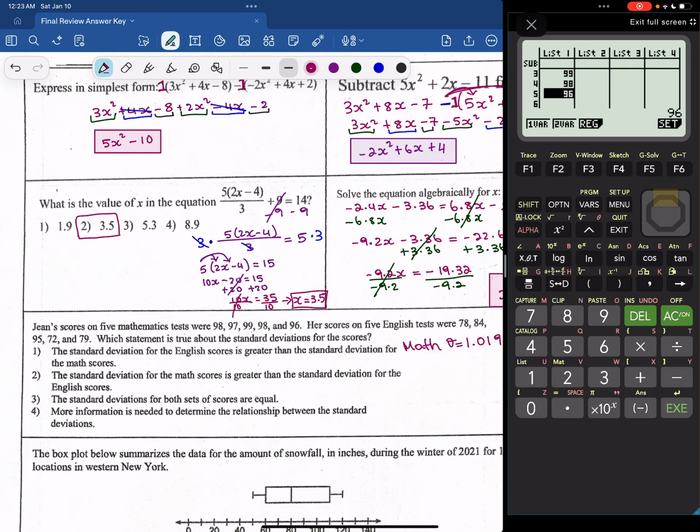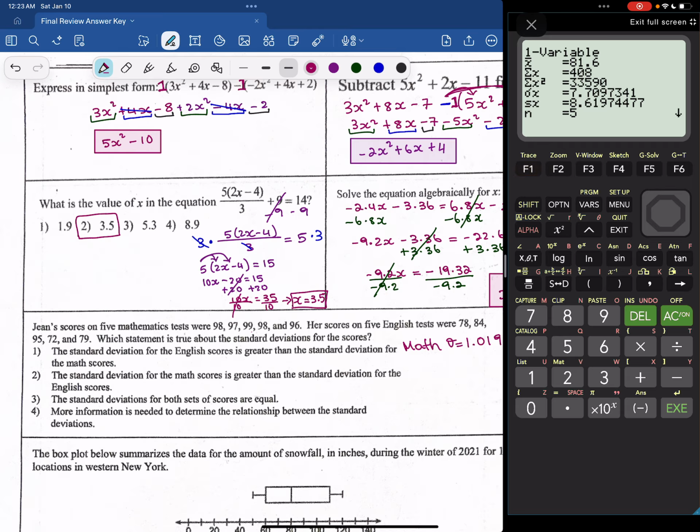Then we're going to hit exit, clear out that table, clear out that column, and then we're going to put in their English scores. So 78, 84, 95, 72, and 79. Again, we're going to hit F1, and our standard deviation here, the sigma x, is 7.709. So English sigma is equal to 7.709.